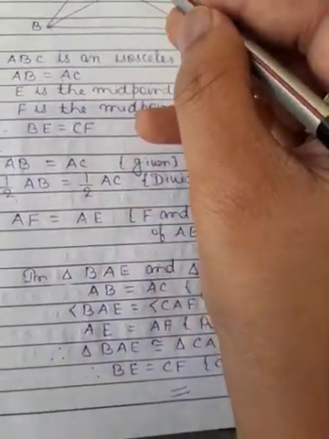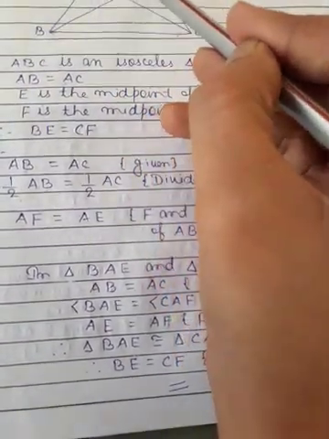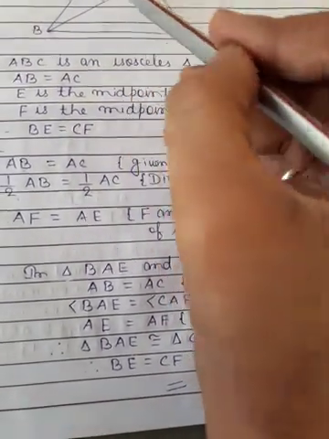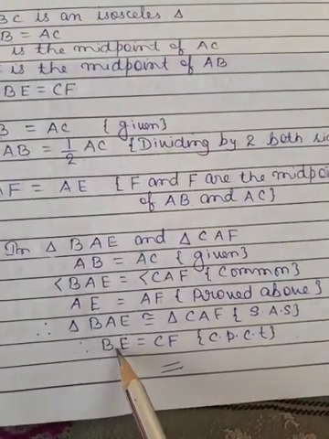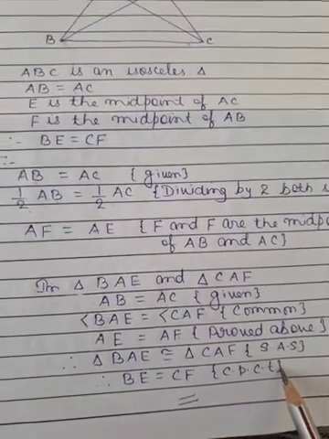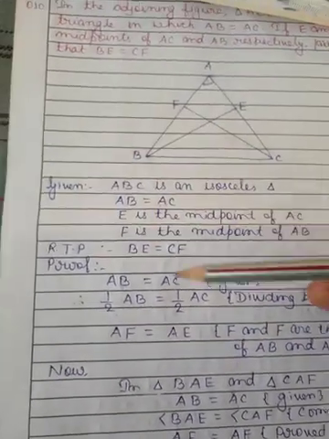So BE equal to CF. This triangle we have proved congruent, so BE I have taken from this triangle, and CF from the other triangle. So BE equal to CF, and the reason will be CPCT. So this is about question number 10.